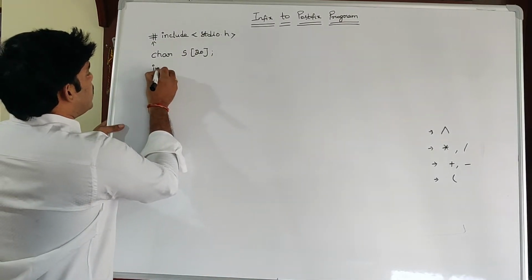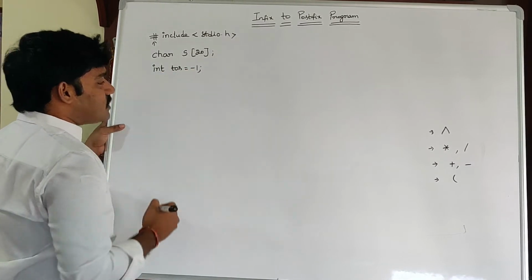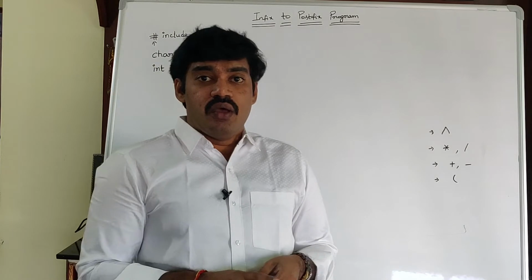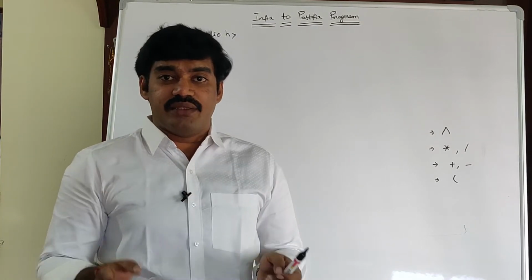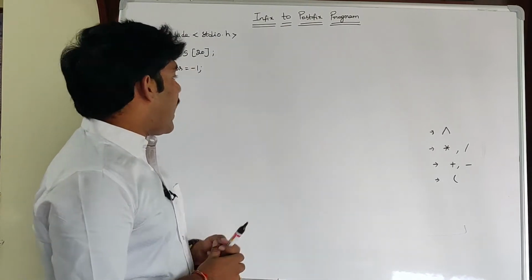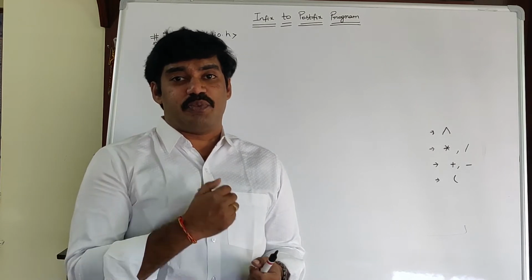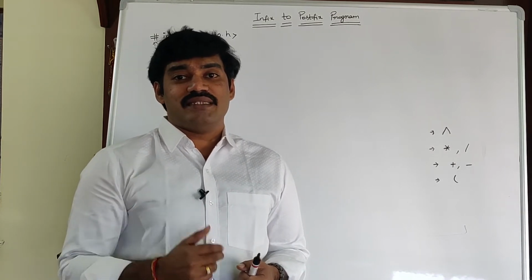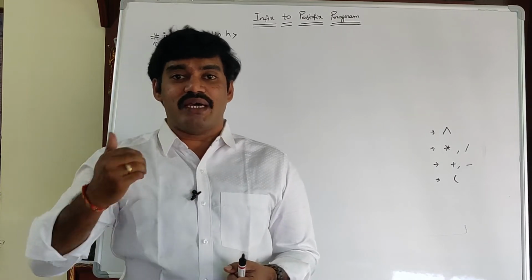Next, initially TOS points to which one? -1. What is TOS? Top of the stack variable, which always points to the topmost element. Initially stack is empty, that's why TOS is -1. Next, coming to the stack, the main operations are push as well as pop in this program. Push means inserting an element into the stack. Pop means deleting an element from the stack.